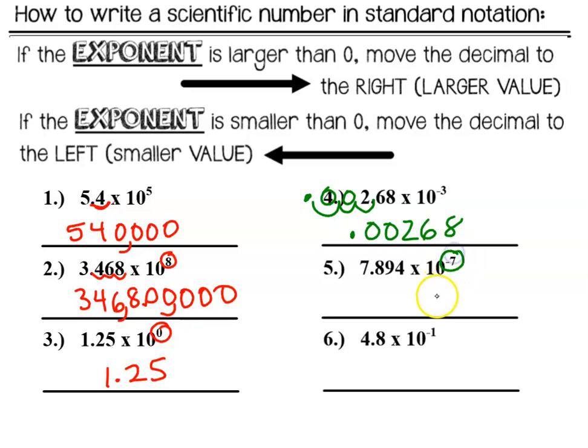Again, 7 places smaller. Well, this takes up 1 place. That puts me here. But I've got 6 more to go. So instead of making loops, I'm just going to make zeros. 1, 2, 3, 4, 5, 6 more places to go. This last one gets 1 place smaller. That leaves me with 0.48.